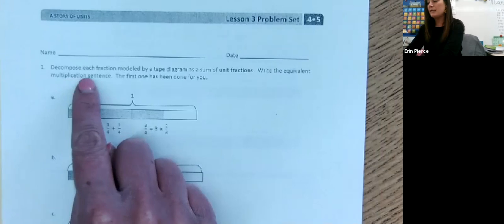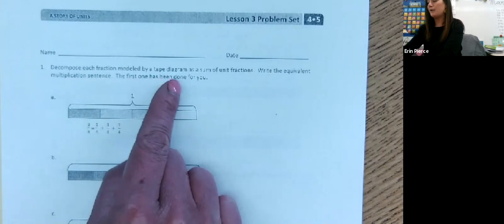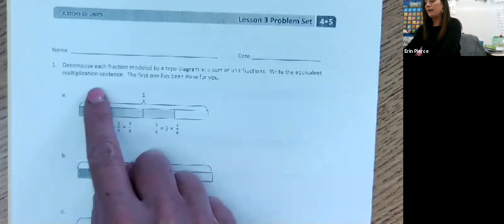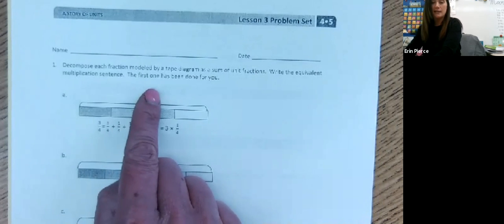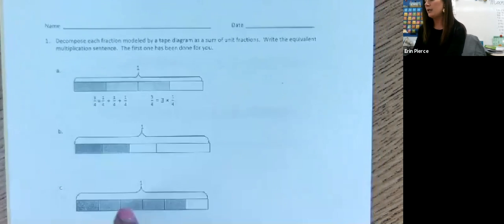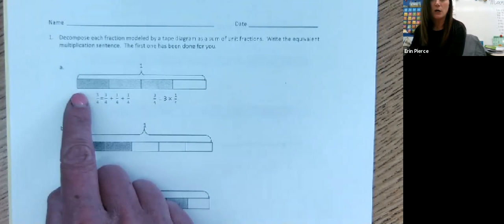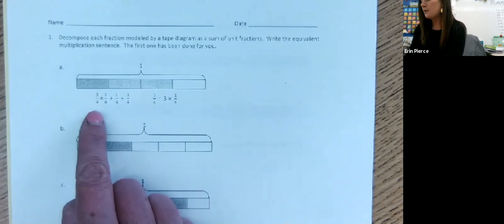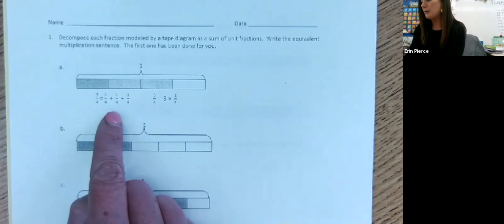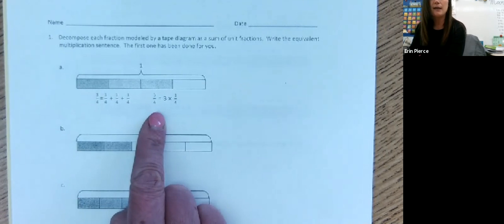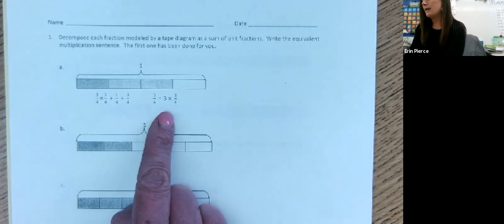It says decompose each fraction model by a tape diagram as a sum of unit fractions. Write the equivalent multiplication sentence. The first one has been done for you. So let's just take a look. They show in this fraction 3/4. So we have 3/4 is equal to 1/4 plus 1/4 plus 1/4. I can also write it as a multiplication sentence of 3/4 equals 3 times 1/4.